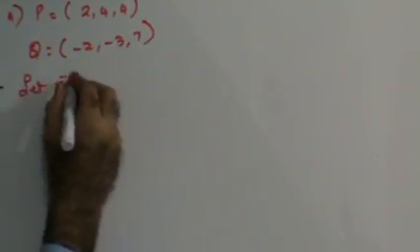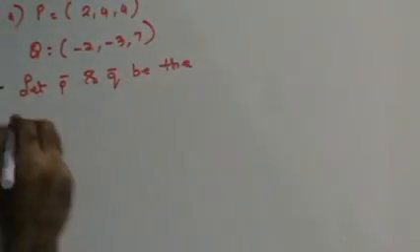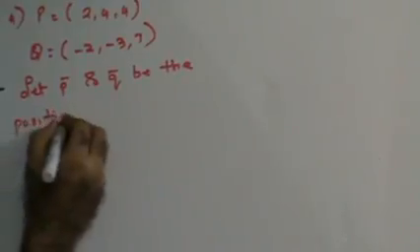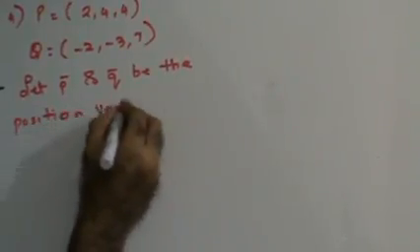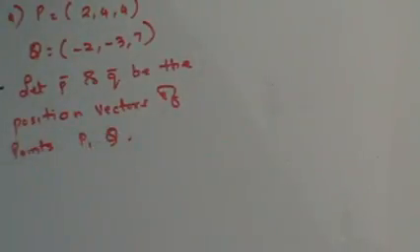Now you will say let P vector and Q vector be the position vectors of points P and Q. When I was explaining the theory of the chapter, I had explained what a position vector is. A vector which is drawn from the origin to a given point is called a position vector. It represents the position of the given point in the coordinate system.